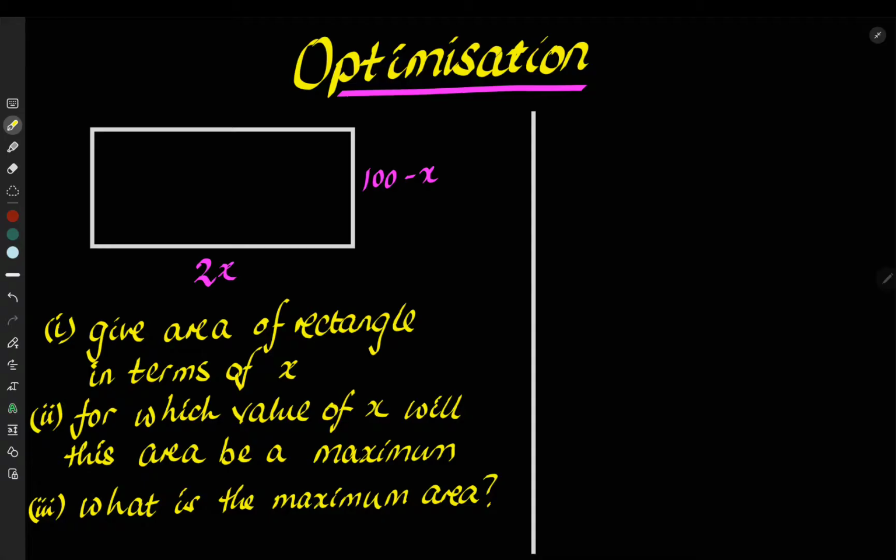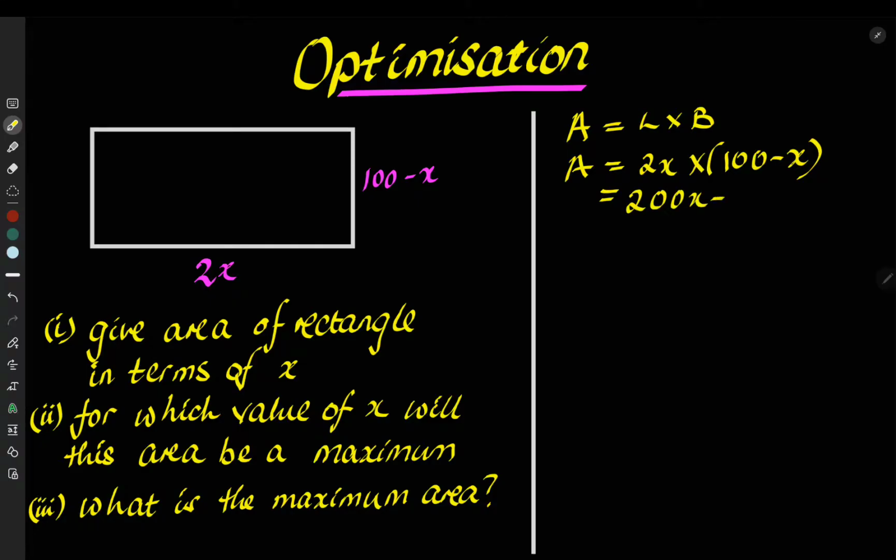In this case, we are given a rectangle with the length 2x and also 100 minus x. The first question, we are asked to give the area of the rectangle in terms of x. As you know, the area of a rectangle is equal to length times breadth. So in this case, A will be equal to the area, length is 2x, times the breadth, which is 100 minus x. Then you can simplify this, that will be 200x minus 2x squared.